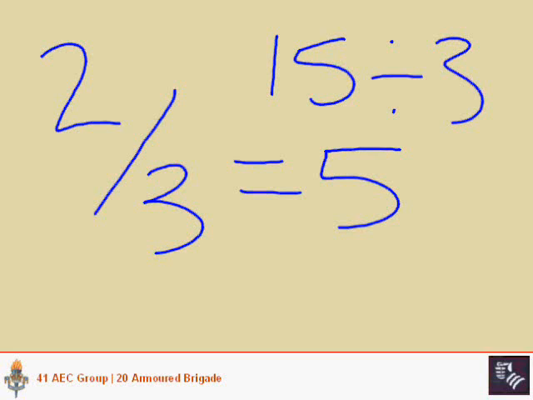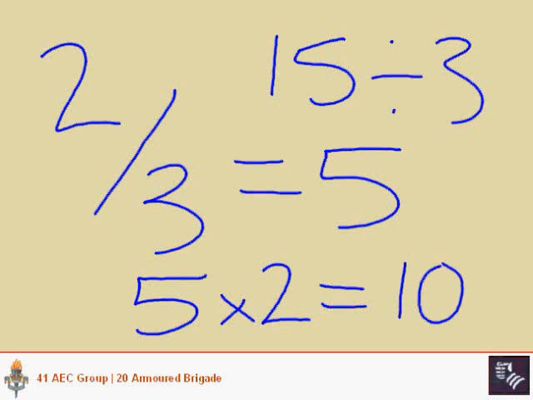Therefore, I have 1/3. But I want to find out what 2/3 are because it's 2/3 of the vehicles that are unserviceable. To find this out, I need to multiply the 5, the number of vehicles in 1/3, by the numerator to find out what 2/3 are. So in this case, 5 times 2. And easily we can find out the answer is 10. Therefore, I now know that 10 of the vehicles on the vehicle park are unserviceable. When the numerator is more than 1, you divide by the denominator and multiply by the numerator.